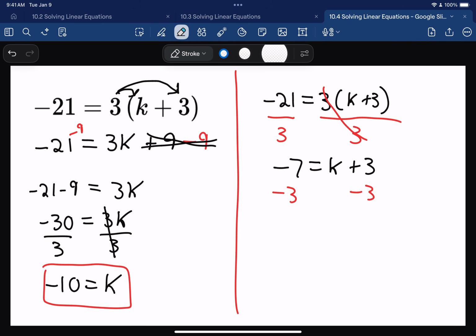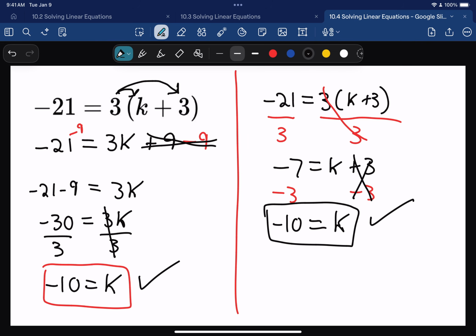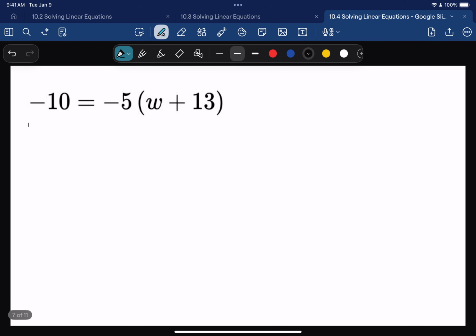And we're going to get an answer of negative 7 minus 3. So we're in the hole 7, and we're going down further. So that's going to be negative 10. These are going to cancel each other out, equals k. And you can see we got the same answer using both methods. Very nice. Let's do another one.